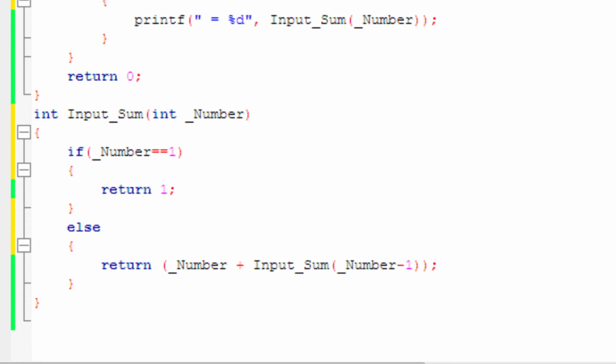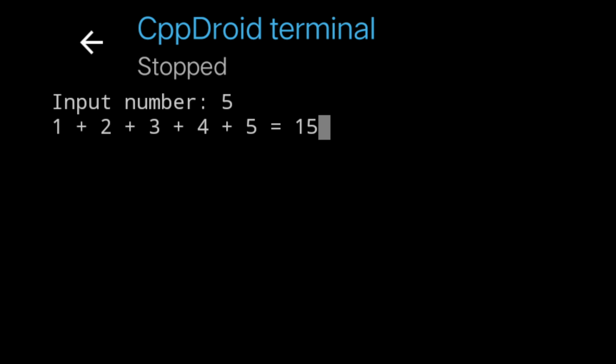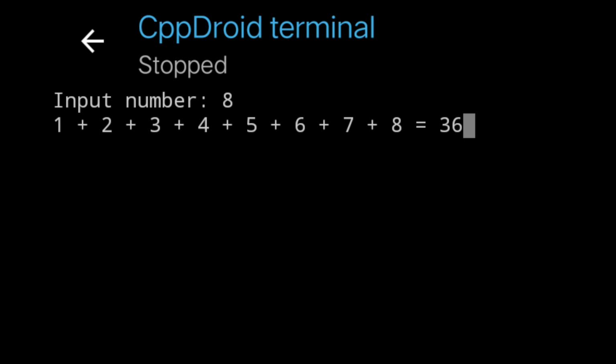If we run this code program, this is the output. The expected output is met. User inputted 5 and the addition series of number from 1 to 5 is displayed as well together with the result 15. Another output is this. If the input is 8, then the result is 36. This means that the program code works.